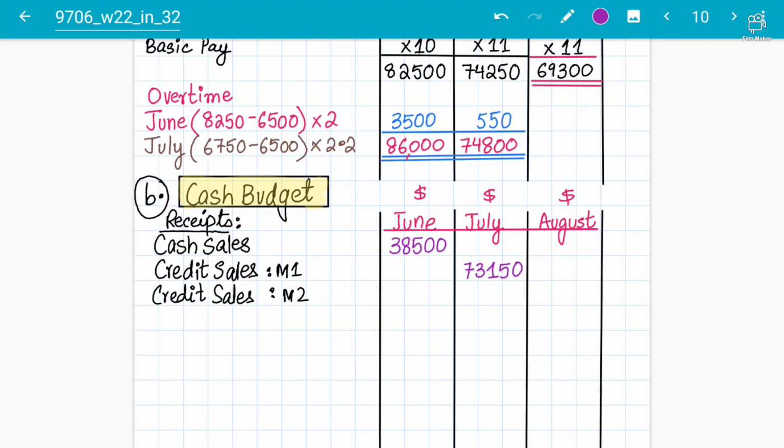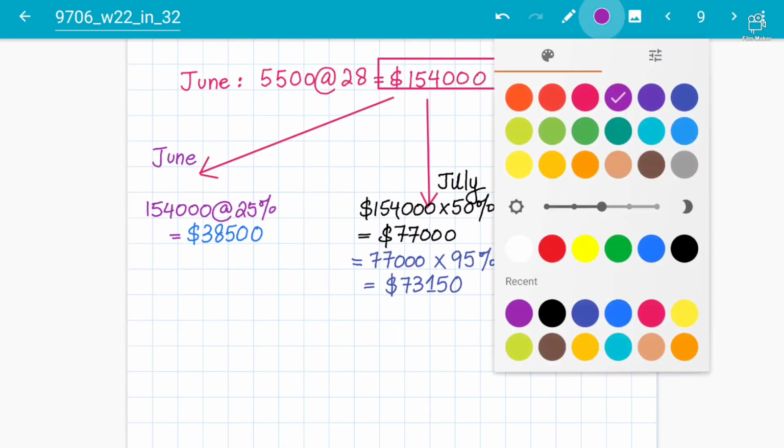5% डिस्काउंट चला जाएगा. आई रिपीट अगेन स्टूडेंट्स, जून में जो सेल्स करी उसका 25% कैश सेल्स है, तो वो उसी मंथ में आ जाएगा. 38,500 हमने जून में लिख दिया. 50% जुलाई में आएगा 1 month आफ्टर सेल, उसका भी कैश डिस्काउंट हमने कर दिया. आंसर द रिमेनिंग इज सिंपल.